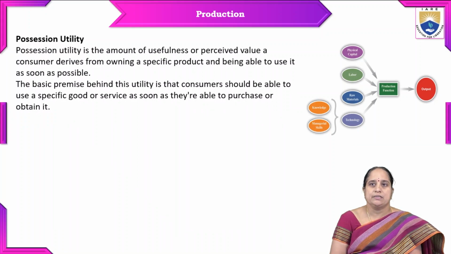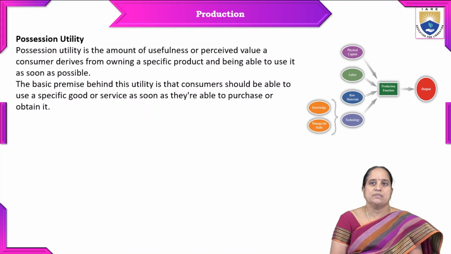So possession utility is the amount of usefulness or perceived value a consumer derives from owning a specific product and being able to use it as soon as possible. So utility means what is the purpose and how long we are able to utilize the product. Based on utility, we can discuss two types of products. One is perishable, another is non-perishable goods. There are certain goods which we have to consume immediately, so you cannot preserve them for a long duration. But certain things we can utilize again and again.